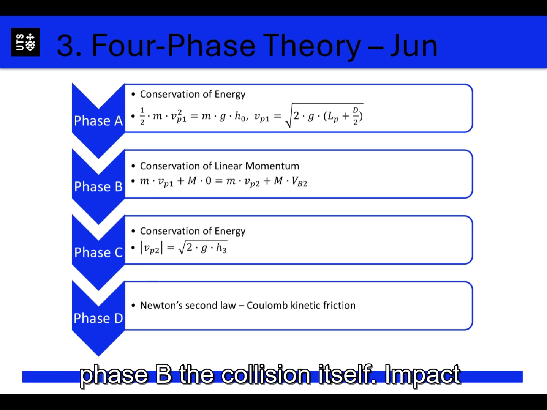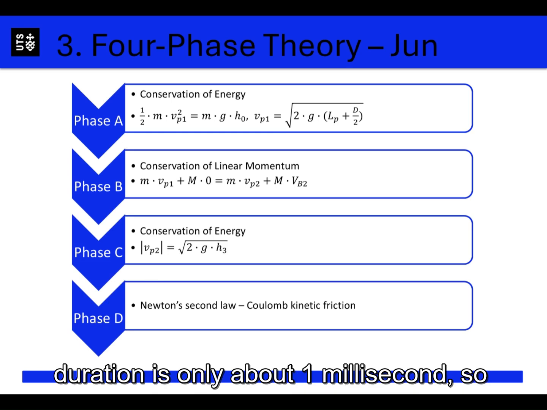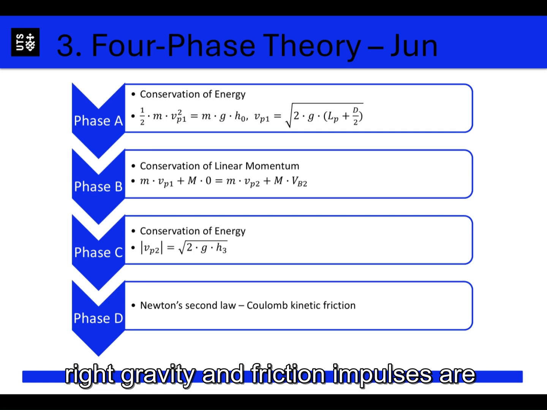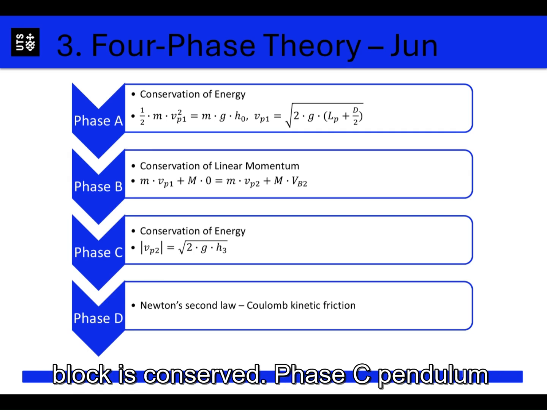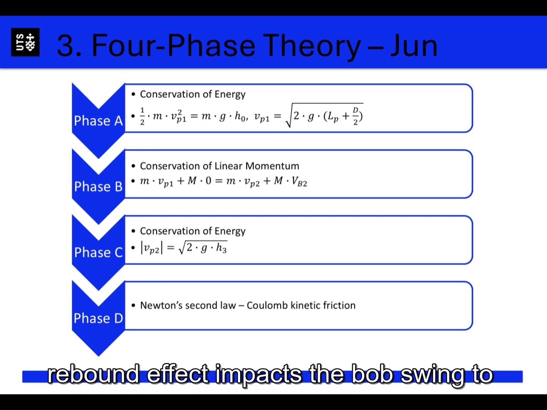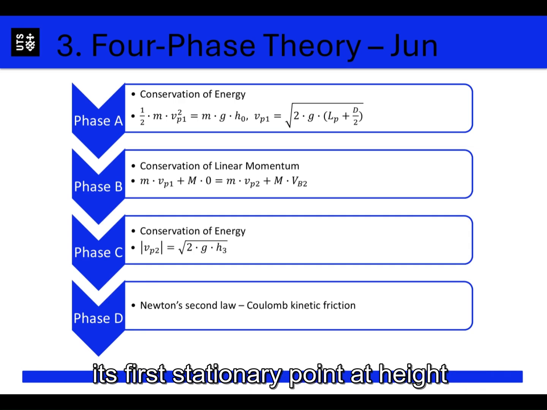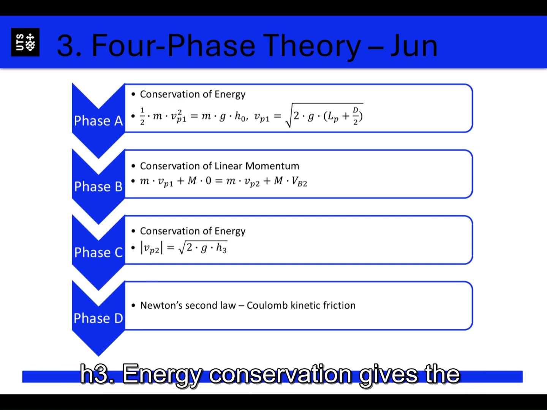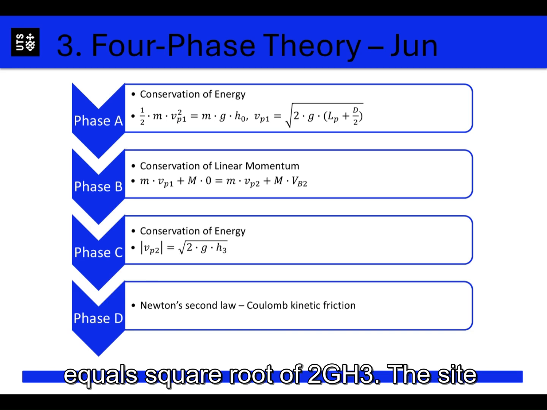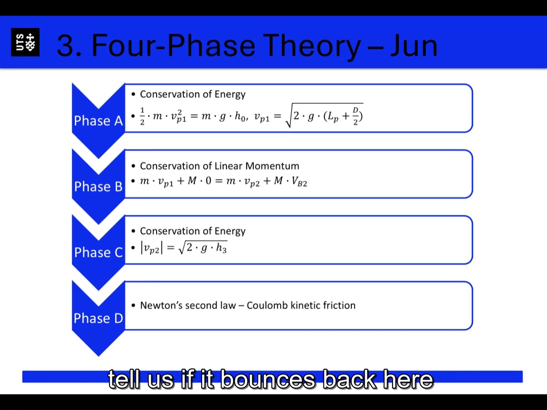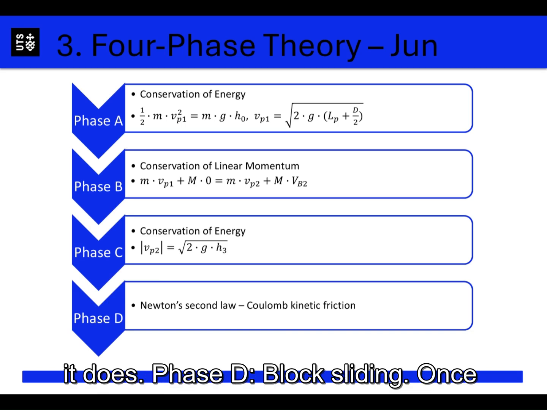Phase B, the collision itself. Impact duration is only about 1 millisecond, so gravity and friction impulses are negligible. Linear momentum of bob plus block is conserved. Phase C, pendulum rebound. After impact, the bob swings to its first stationary point at height h3. Energy conservation gives the rebound speed, absolute V_P2 equals square root of 2 g h3. The sign tells us if it bounces back. Here it does.